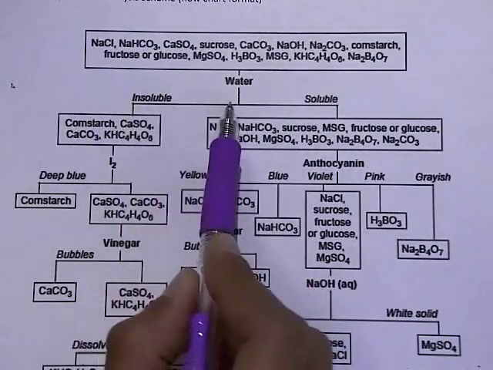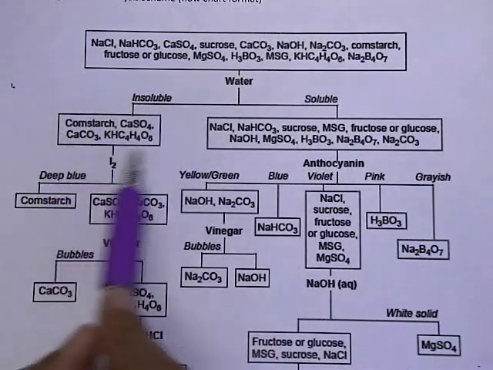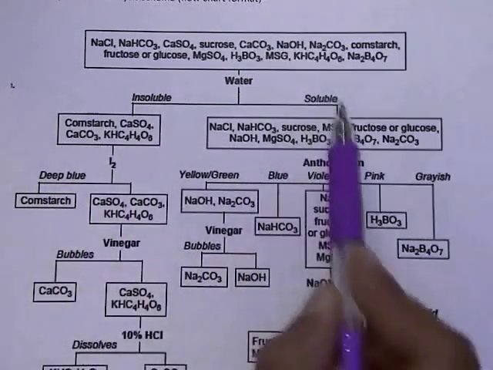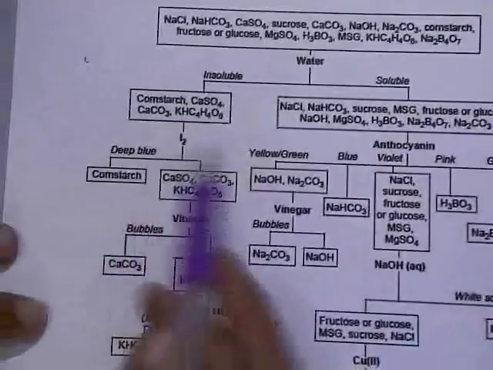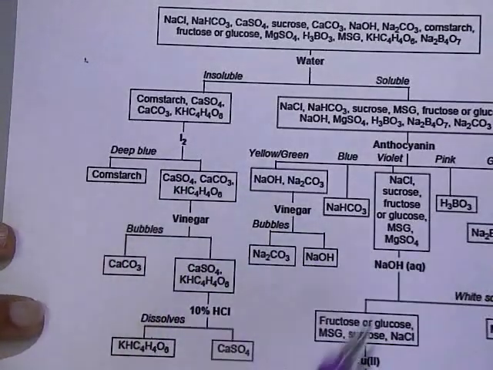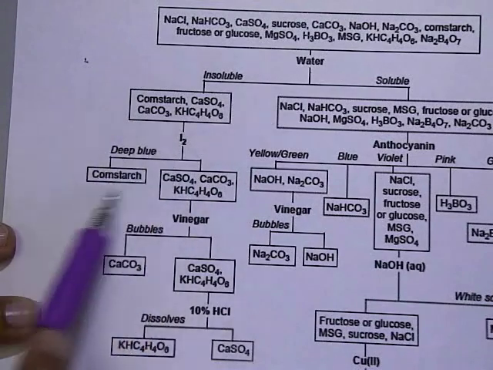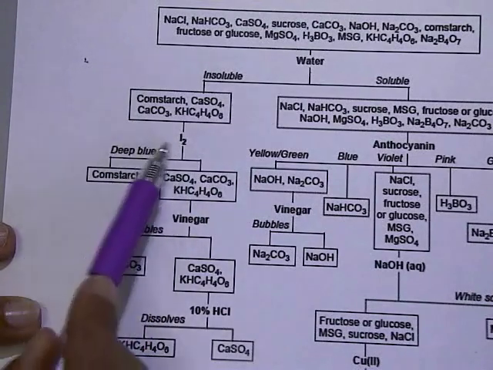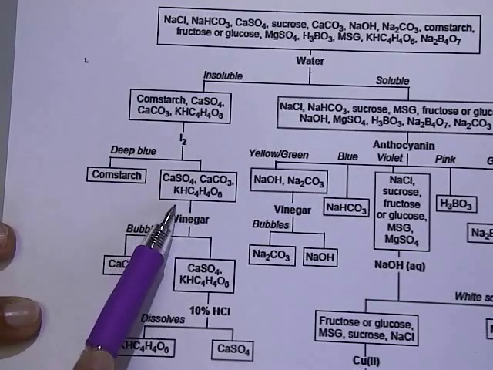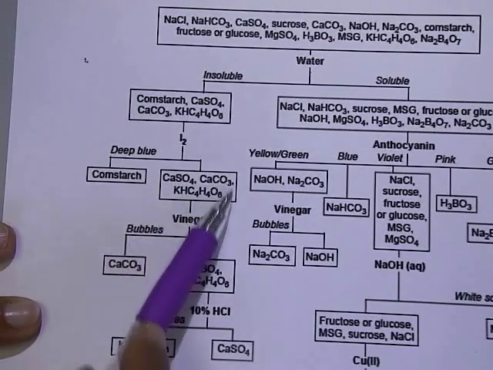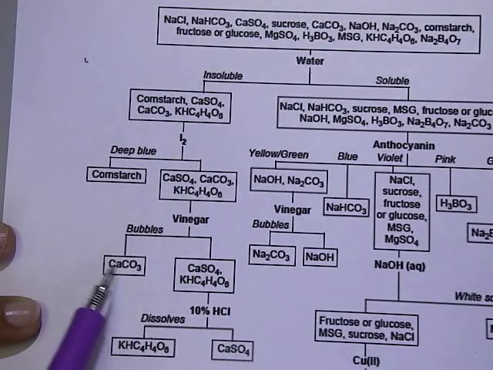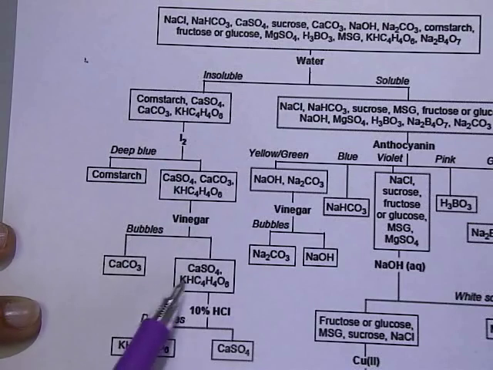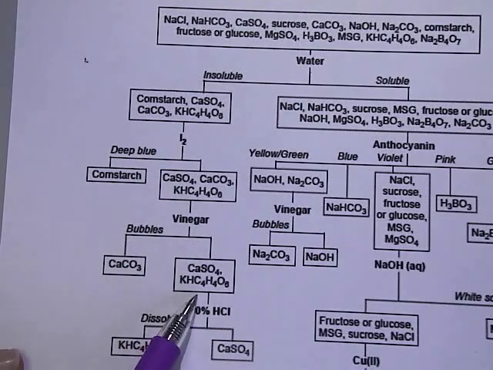If it's insoluble, then it could be this group of compounds. If it is soluble in water, then it's this group of compounds. And you keep going and ask yourself a series of other questions. How does it react with iodine? If it gives you a deep blue, it has to be cornstarch. If not, it narrows down your possibilities to only 3 compounds instead of the 4 you had here. How does it react with vinegar? Does it bubble? If it does, it's calcium carbonate. If not, you're narrowed down to 2 compounds.